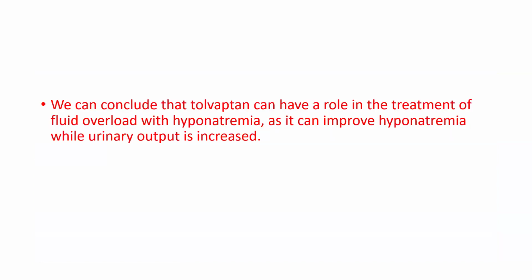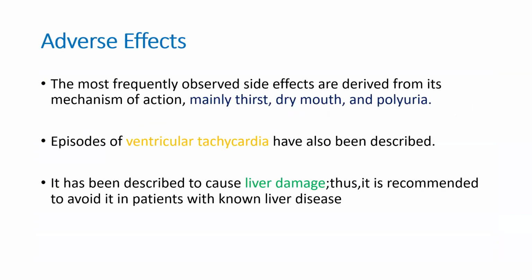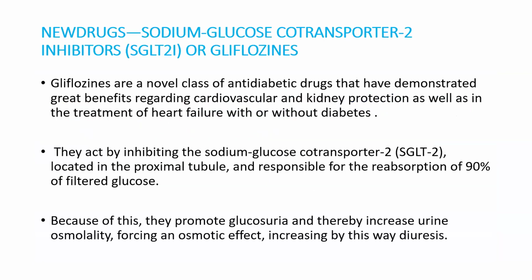So we can conclude that tolvaptan can have a role in the treatment of fluid overload with hyponatremia, and it can improve the hyponatremia while urine output is increased. Now the adverse effects are mainly thirst, dry mouth, and polyuria. Then episodes of ventricular tachycardia, and it can also cause liver damage.